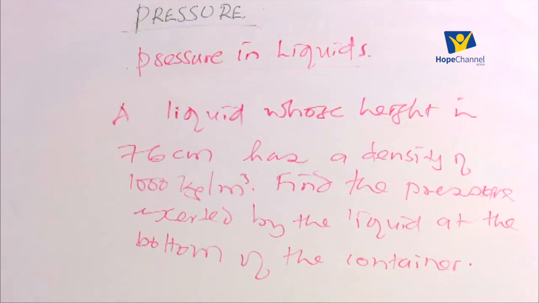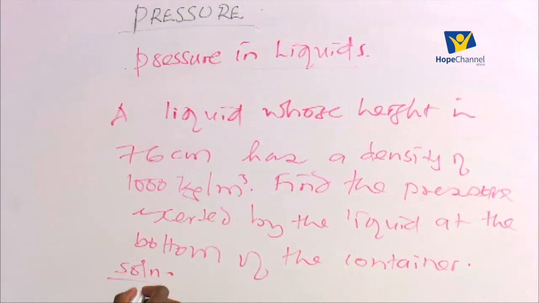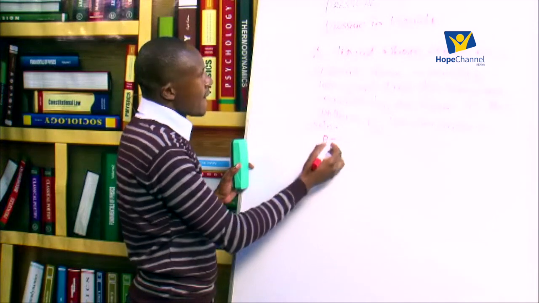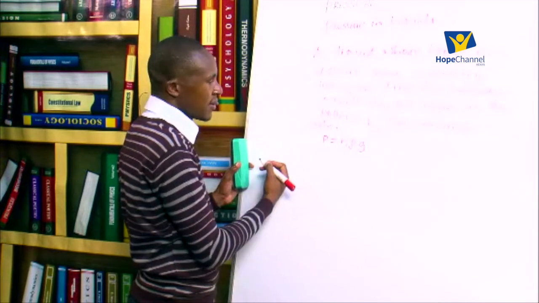Now, a liquid whose height is 76 centimeters has a density of 1,000 kg per cubic meter. Find the pressure exerted by the liquid at the bottom of the container. Now solution, we say that pressure in liquids is obtained by height times the density times the gravitational force.